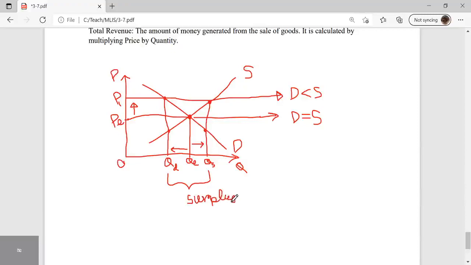So the suppliers will bring lots of goods into the market, but they will not get sold. They will remain unsold because the customers are not buying. The price is too high. So unsold goods will remain in the market, and as these unsold goods remain, what will happen? The price will start to fall again because customers are not buying. What's the point of keeping these unsold goods? So the sellers will be ready to sell at a lower price, and the price will fall and restore to the equilibrium price and quantity.